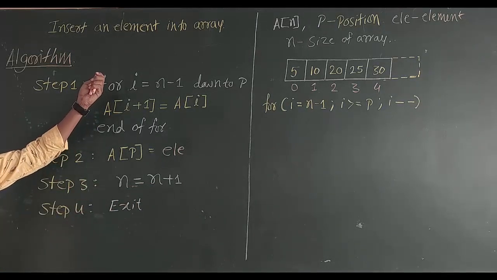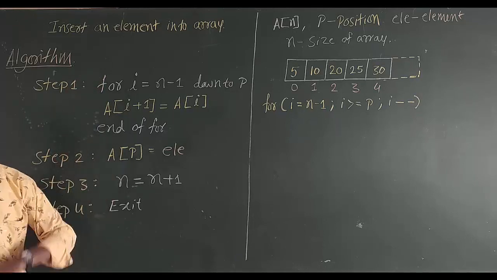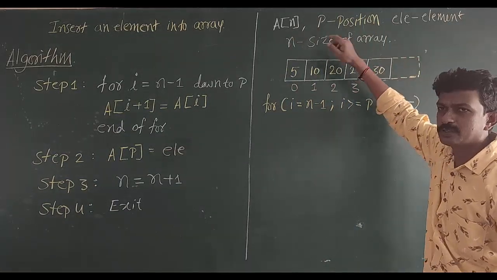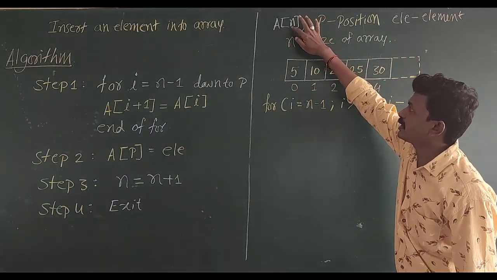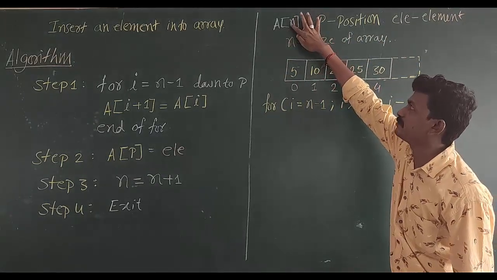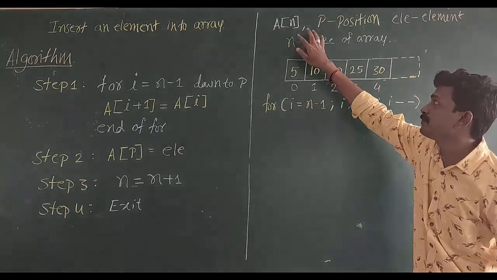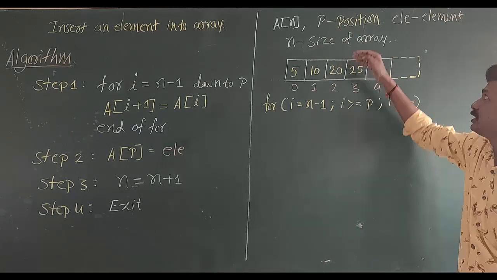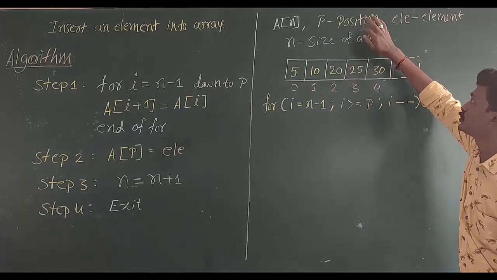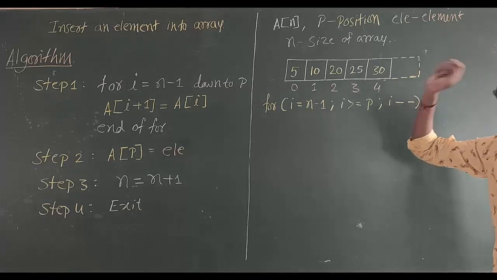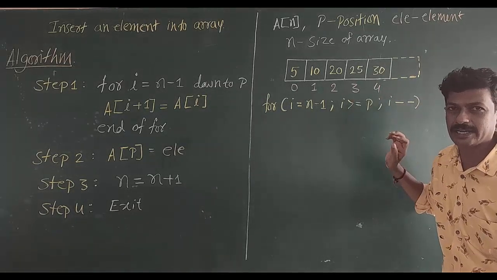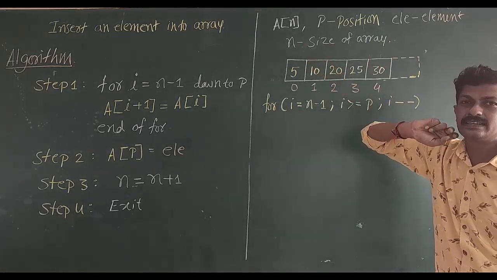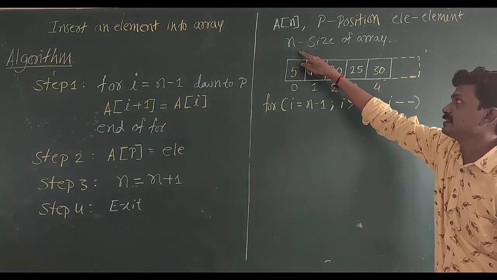Now we will discuss this algorithm with an example. In this algorithm, there are certain terminologies we need to know. A of n is an array of size n, meaning the total number of elements existing in that array. P is the position, the particular location where we want to insert an element. ELE is the element which we want to insert into the given array. Element can be anything we are going to insert. Next, n is the size of the array.